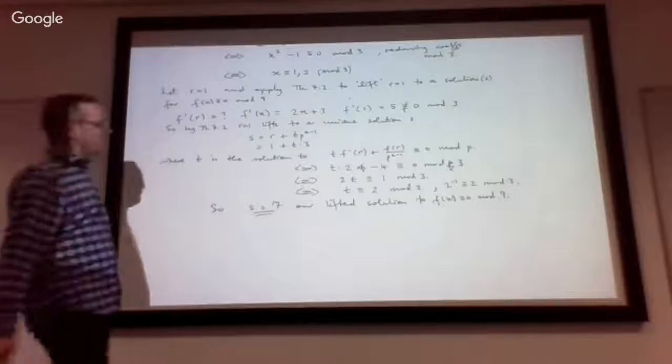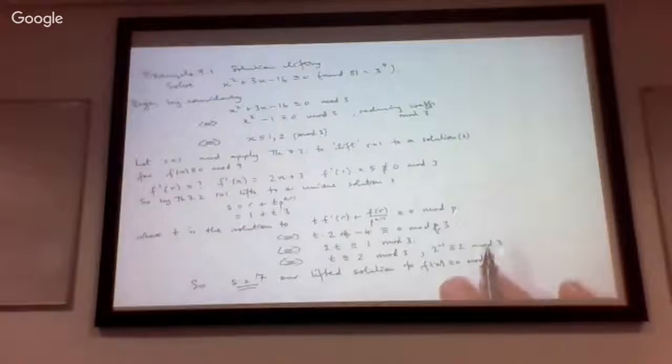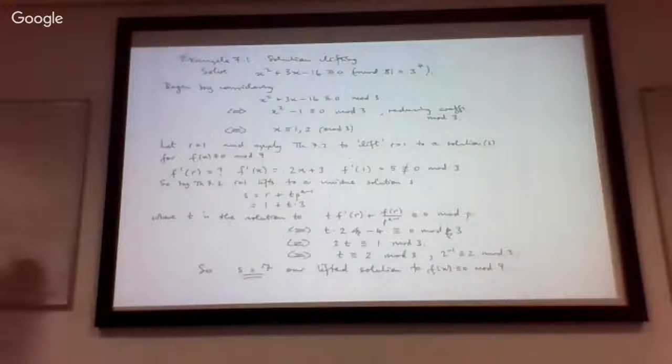But now we're halfway there, so to speak. We've got a solution to our polynomial congruence modulo 9. The original request was for solutions to it modulo 81. So we go back now and apply the lifting procedure for a second time.